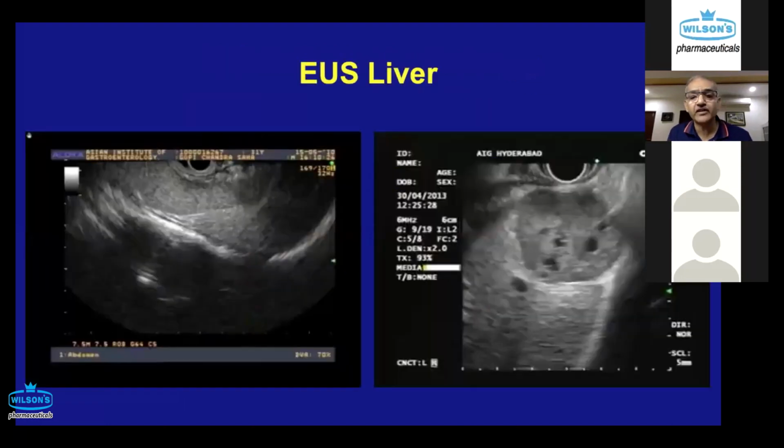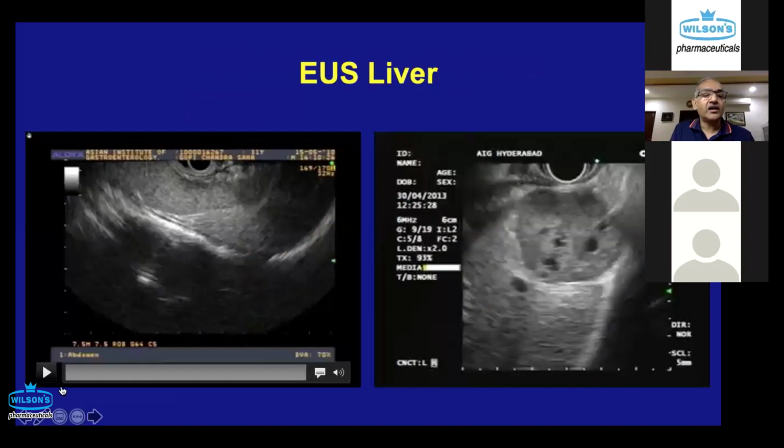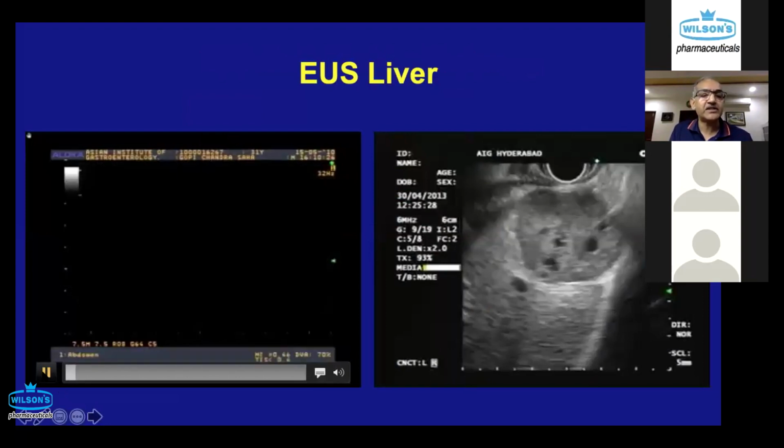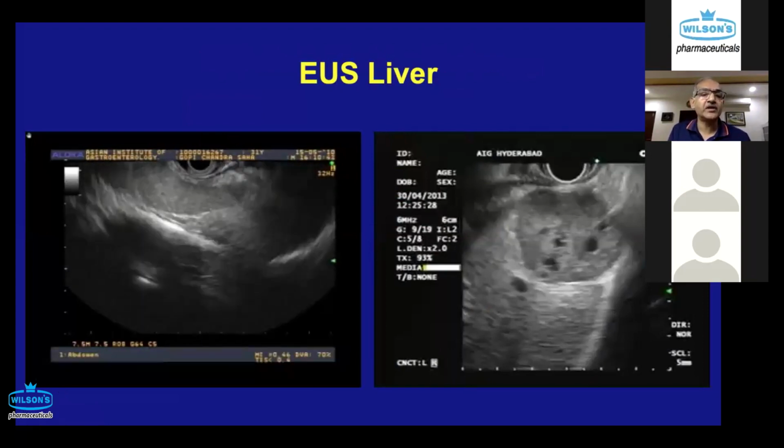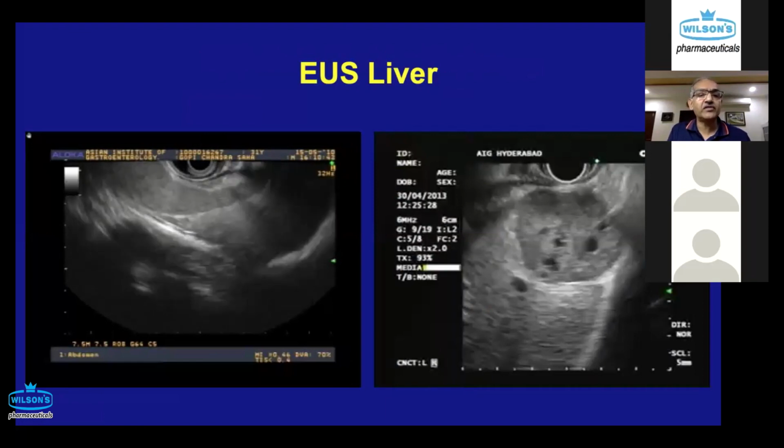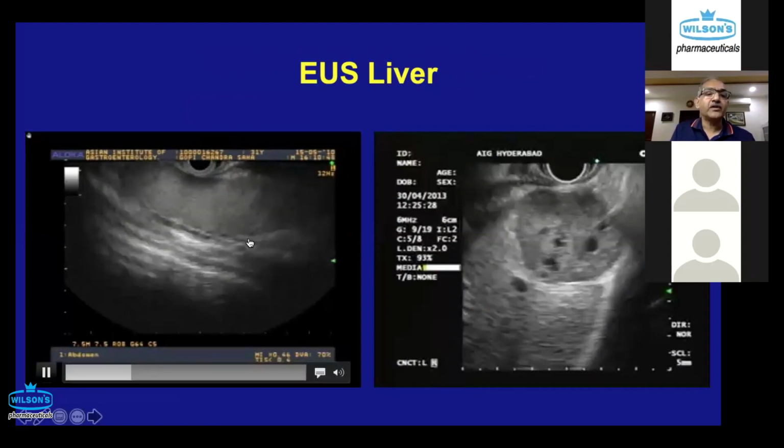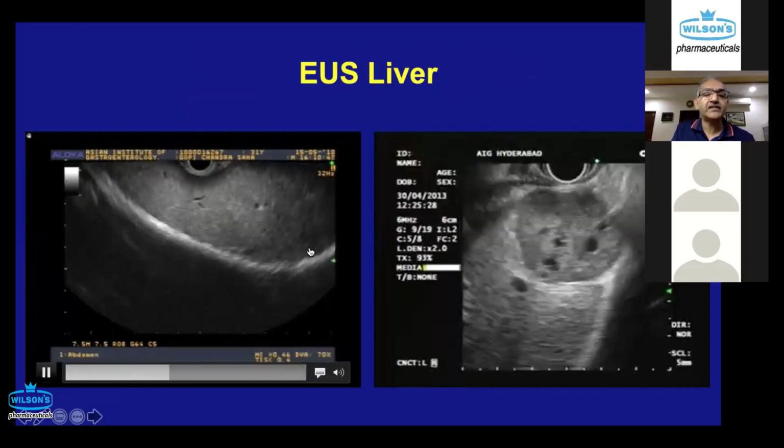Switching gears to the liver now in the last segment of the talk. We see the liver very nicely, especially the left lobe from the stomach. And the right lobe can also be seen from the stomach, but mainly from the duodenum. Here you see this is a spleen. It's a natural variation, and the liver is sitting on top of it.